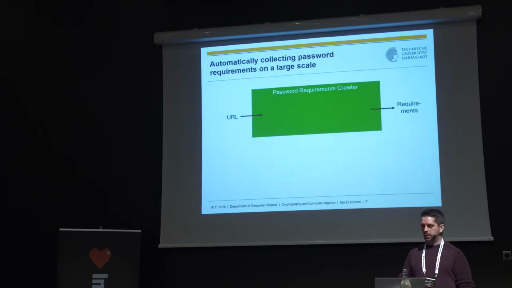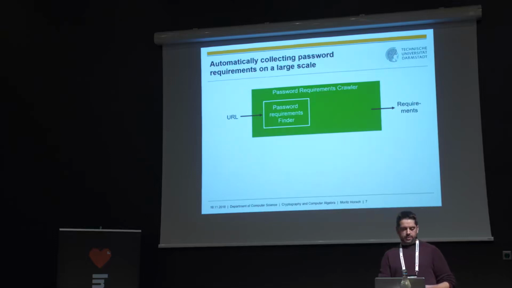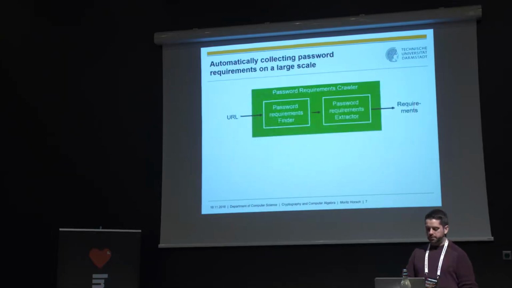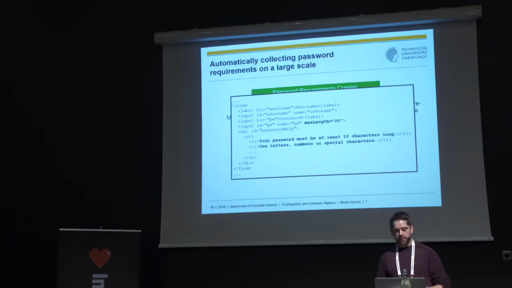The crawler takes as input the URL of a service and then automatically extracts the password requirements from the website. The crawler consists of two parts. First, the password requirements finder, which looks for the sign-up form on a website. Why the sign-up form? Because this is the most likely place where services specify their password requirements. When the finder finds the sign-up form, it downloads the source code and hands it over to the second component, the password requirements extractor. The extractor extracts password requirements from the text included in this website and also from the source code itself, as you can see here from the maximum length attribute of this input field.